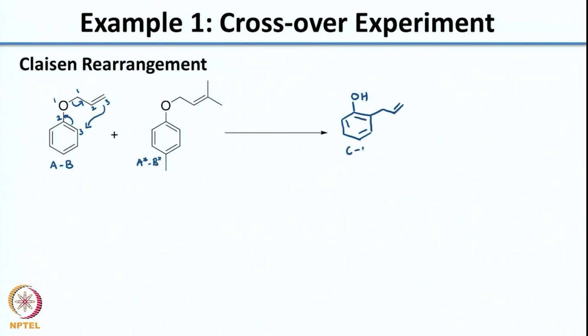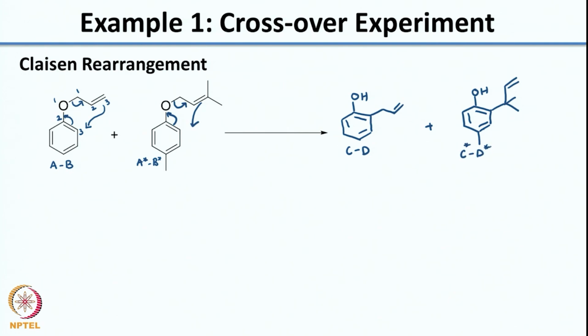Now, this is product CD, and what is the product C star D star? That product would be, I am going to directly write the phenolic form. I will just show you the arrow push here. So you have this new bond forming, these pi electrons migrating, this sigma bond breaking. So the product you get would be this. So this is your C star D star.